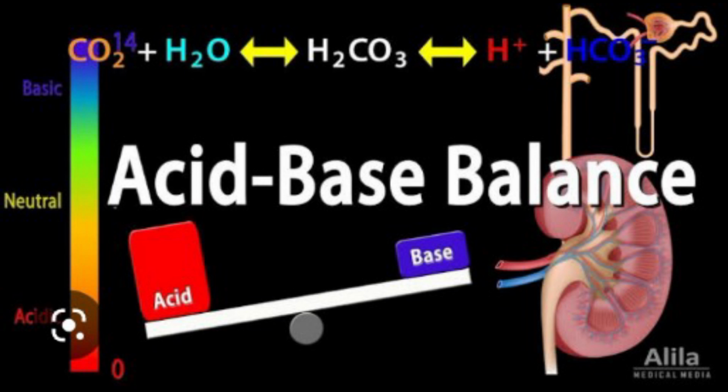The normal plasma bicarbonate level is 24 millimolar per liter. The normal PCO2 of arterial blood is 40 millimeters of Hg. The normal carbonic acid level is 1.2 millimolar per liter. The pKa of carbonic acid is 6.1. Substituting these values in the Henderson equation.